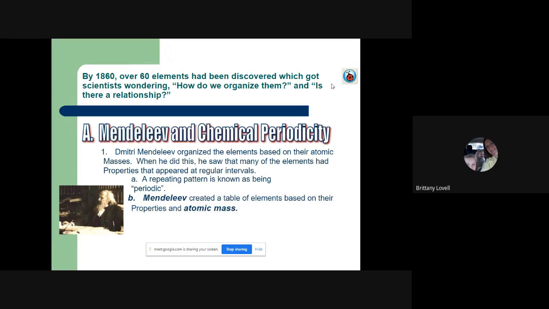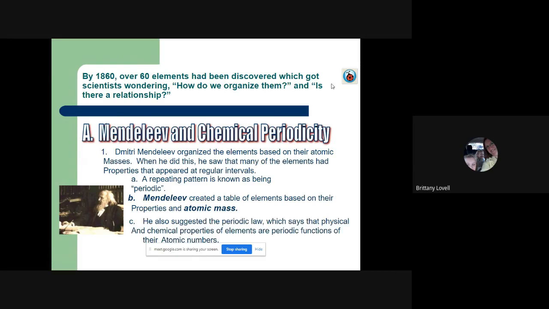Mendeleev created a table of elements based on their characteristics and their atomic masses. He also suggested the periodic law, which says that physical and chemical properties are periodic functions of their atomic numbers, which is just their proton number. In other words, they're going to act according to how many protons they have. Their properties are based on protons. All right. So then you have this guy, Moseley and the periodic law.